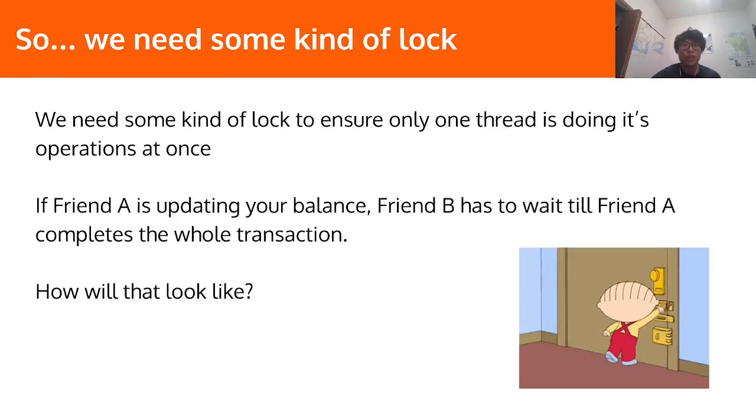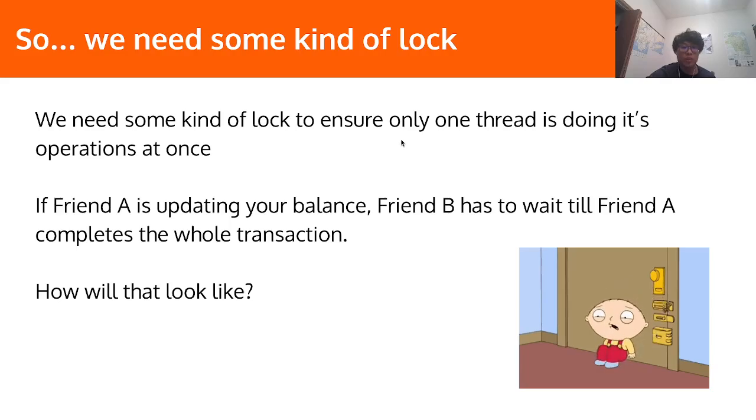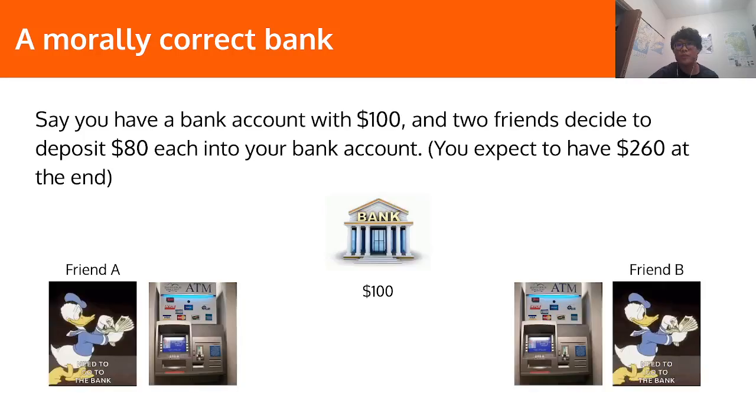So how will this look, right? This means that we need some kind of lock on the value of the bank account to ensure that only one thread is updating it at one point in time. We don't want friend B to get the old value while friend A is trying to update it, which is what happened in our previous example. So let's introduce a lock to our example and see how it looks now.